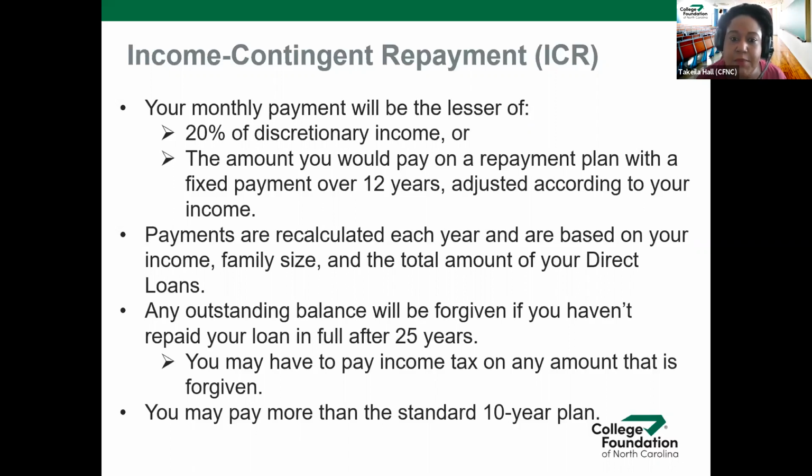Any outstanding balance will be forgiven if you haven't repaid it in full after 25 years. So you may have to pay, again, income tax on any amount that is forgiven, and you may pay more than the standard 10-year plan.